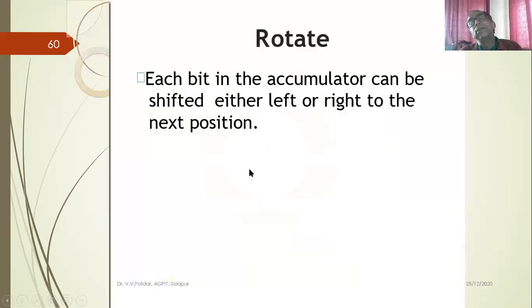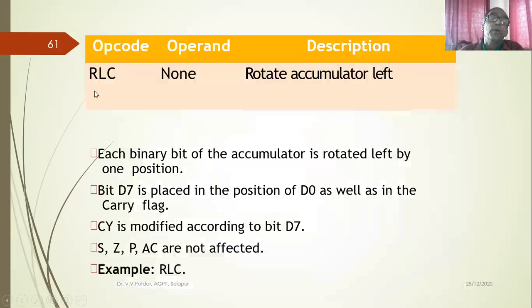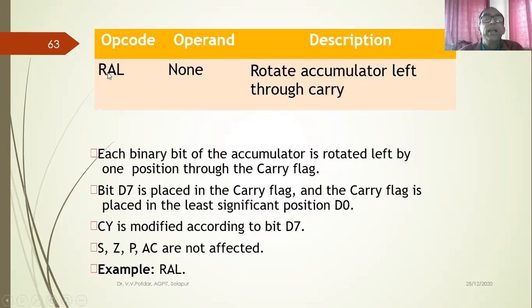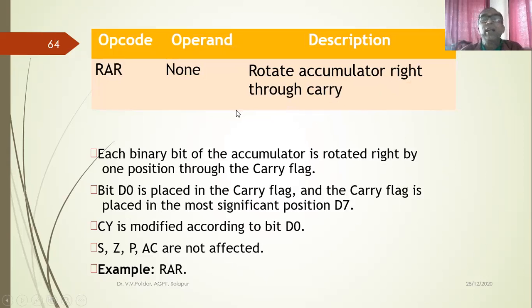The next group of instructions is rotate. Each bit in the accumulator can be shifted either left or right to the next position. Rotate, RLC, operand is none. Rotate accumulator left. Example is RLC. Then RRC is rotate accumulator right. Then RAL, rotate accumulator left through carry. Then RAR, rotate accumulator right through carry.